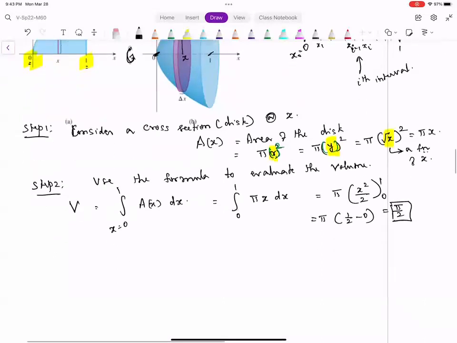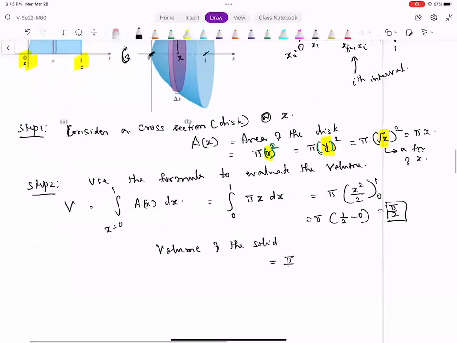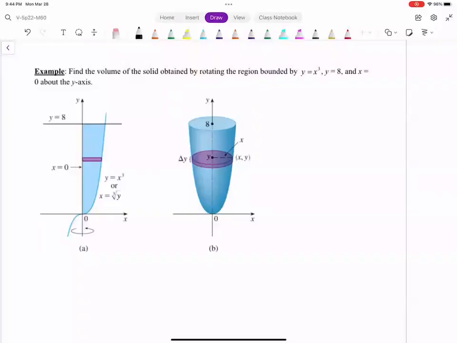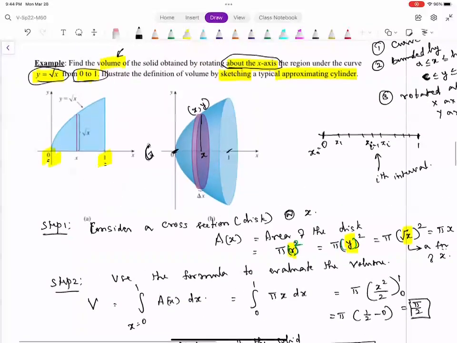So the volume of the solid in this case is half of pi units cubed, because it's volume. In this problem, the method that we used to find the volume is known as the disk method.